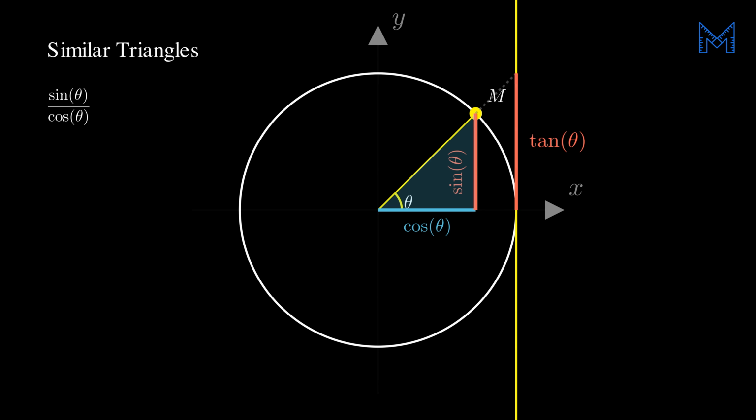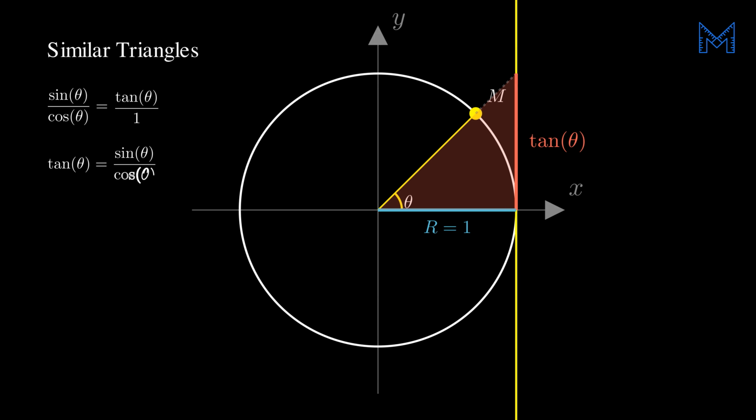Because the triangles are similar, this ratio is equal to the corresponding ratio in the larger triangle. In this larger triangle, the height is the tangent and the base is simply the radius of the circle, which is equal to 1. So in the end, we get sine of theta over cosine of theta is equal to tangent of theta over 1. Therefore, tangent of theta is equal to sine of theta over cosine of theta.